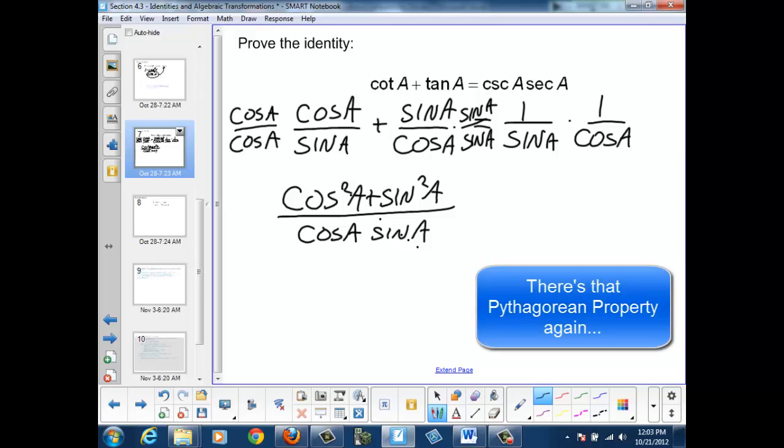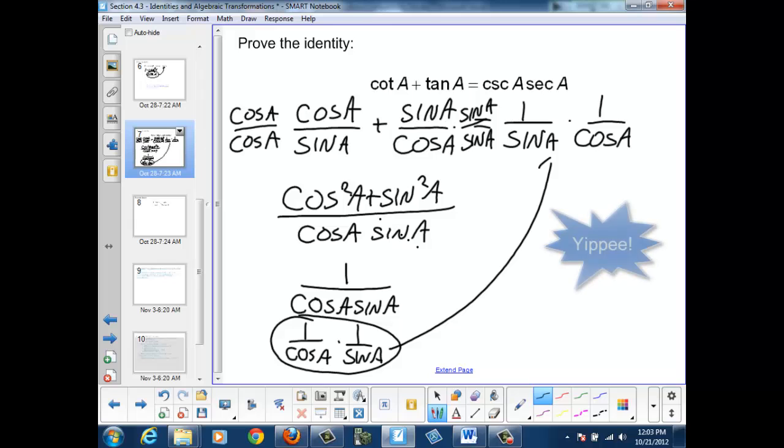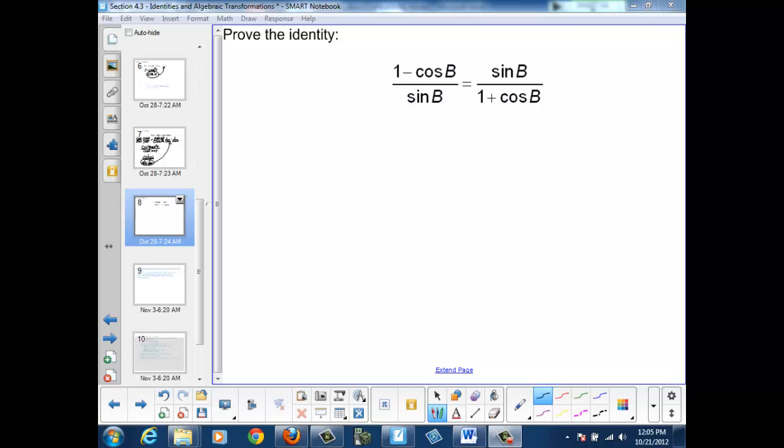Cosine squared A plus sine squared A is a Pythagorean property, and we know that that's equal to 1. So now I have 1 over cosine A sine A, which actually can be written as a product, 1 over cosine A times 1 over sine A, which matches what we have on the right-hand side. Success.